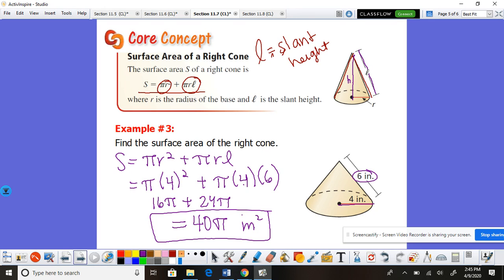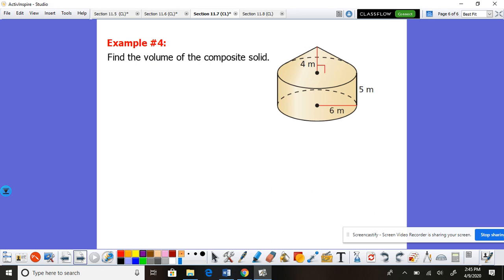All right, one more, we'll do a composite solid. Here we have a cylinder and then a cone on top of the cylinder, and we're putting them together. So to find the volume of the composite solid, it would just be the volume of the cylinder plus the volume of the cone. Okay, so we're going to find them separately, and at the end, we're going to add them together. So let's do the cylinder first.